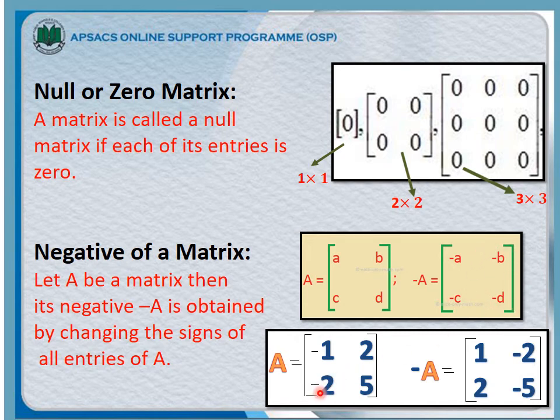Now in the next example you can see first this element and this element are negative. As in the definition, signs would be changed by obtaining minus A. So these two negative entries would become positive and these two positive entries would become negative. It means the negative of a matrix can be obtained by changing the signs of the original entries.